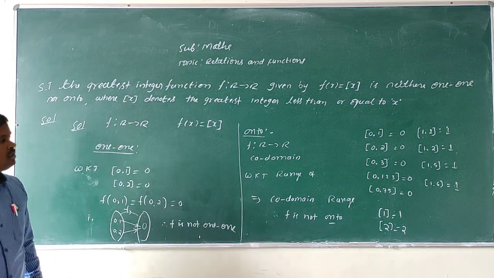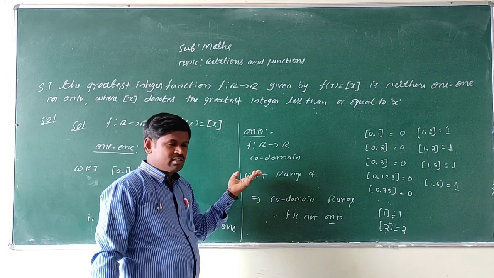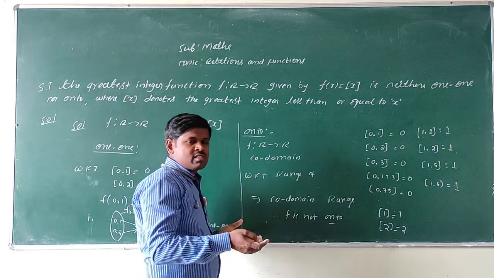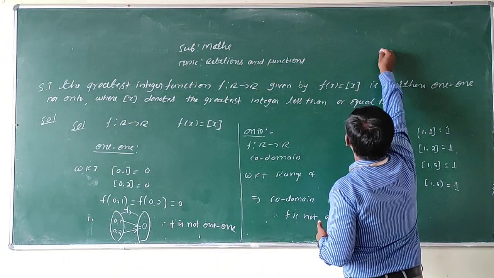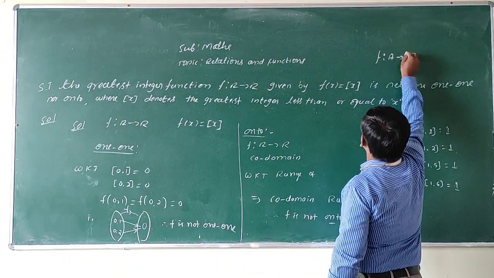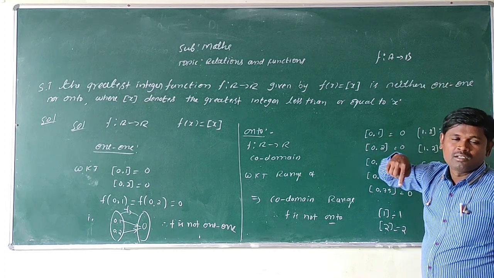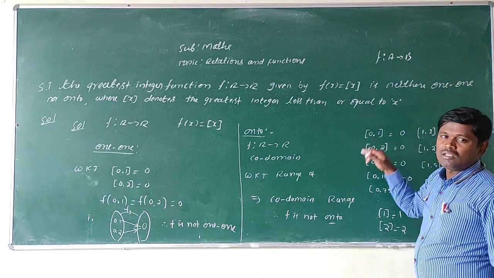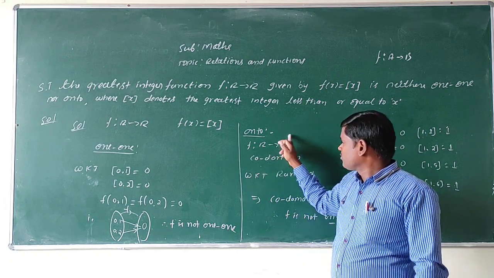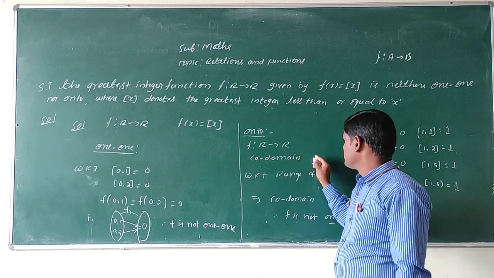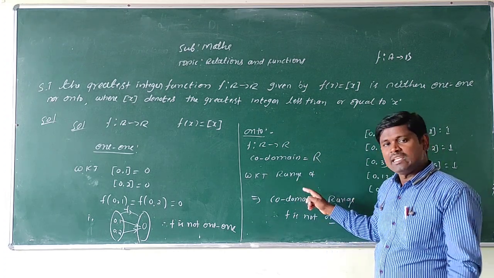Whether it is onto or not? Yes. So what is the criterion? We already know that. Suppose f is a mapping from A to B. For any function, the whole set A is called the domain and the whole set B is called the codomain. So clearly, f is a mapping from R to R here. Therefore the whole set R is the codomain.